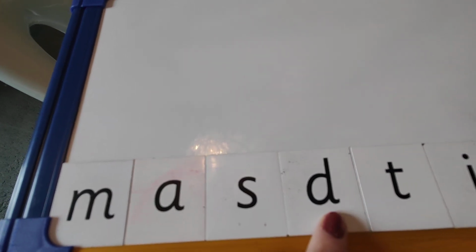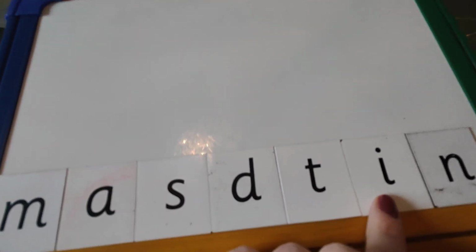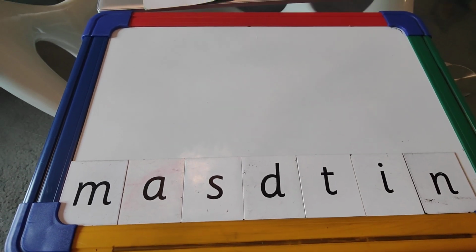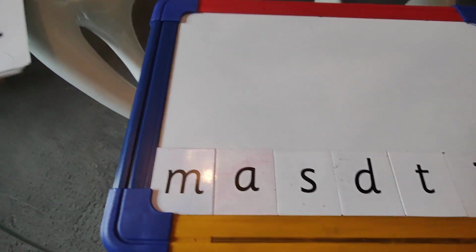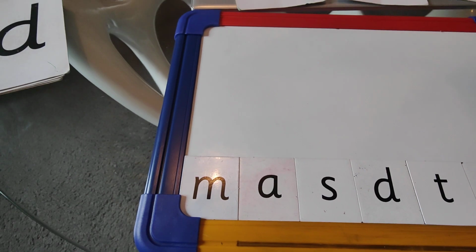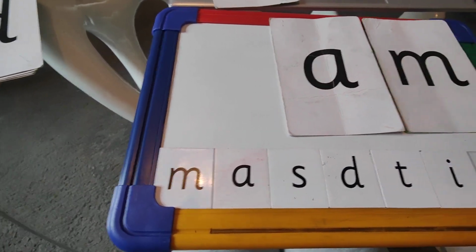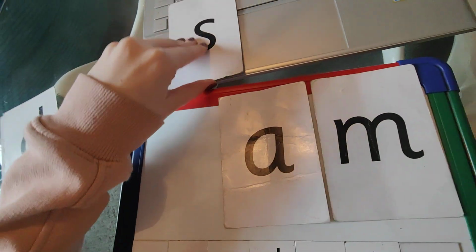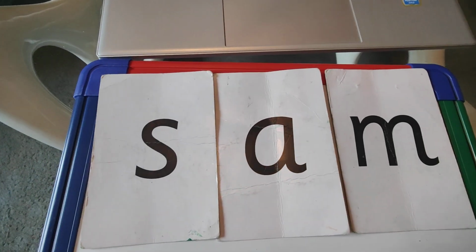We've got m, a, s, d, t, i, n. They are the first 7 letters that we will learn. From day one, we learn the sound m, and then the next sound that we would learn is a. And you can see that by doing it in this order, by day 2, the children may be able to be introduced to the word am. And then from day 3, where we learn the sound s, they can be introduced to the word Sam.